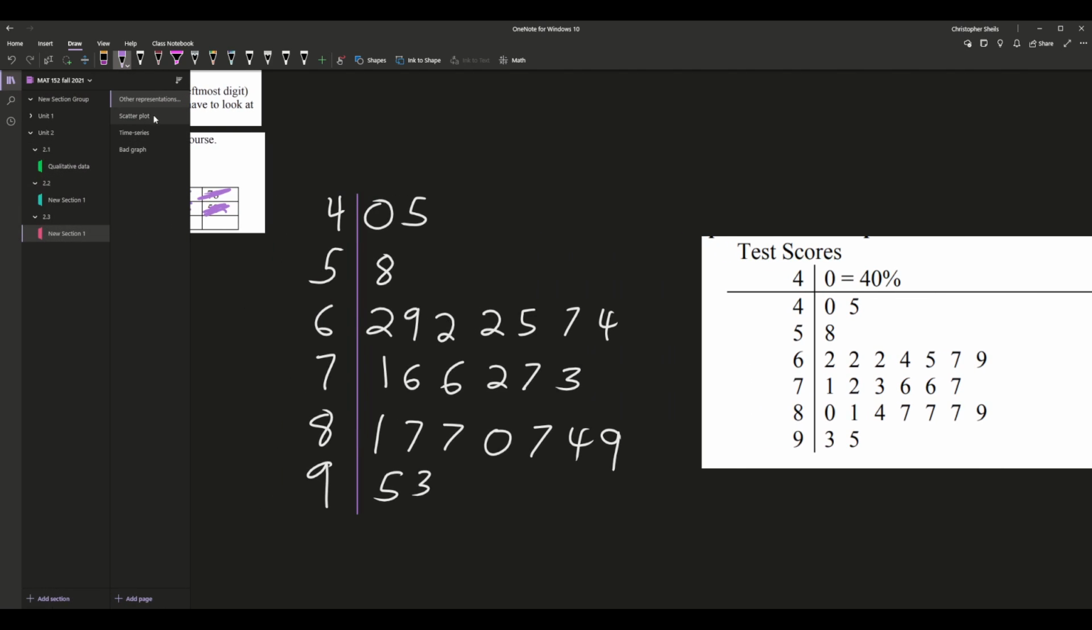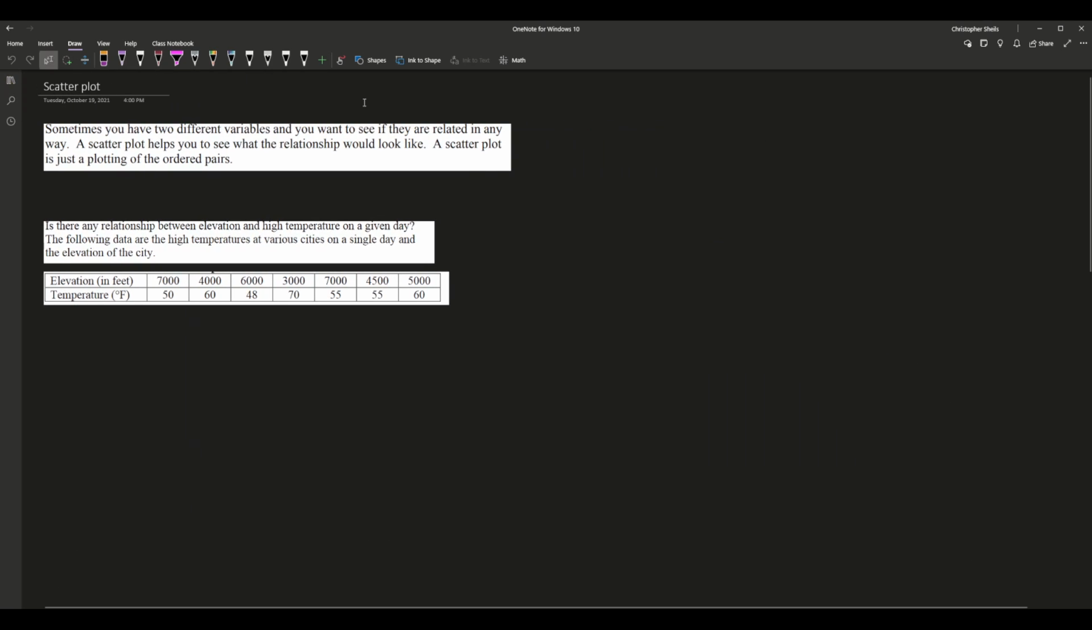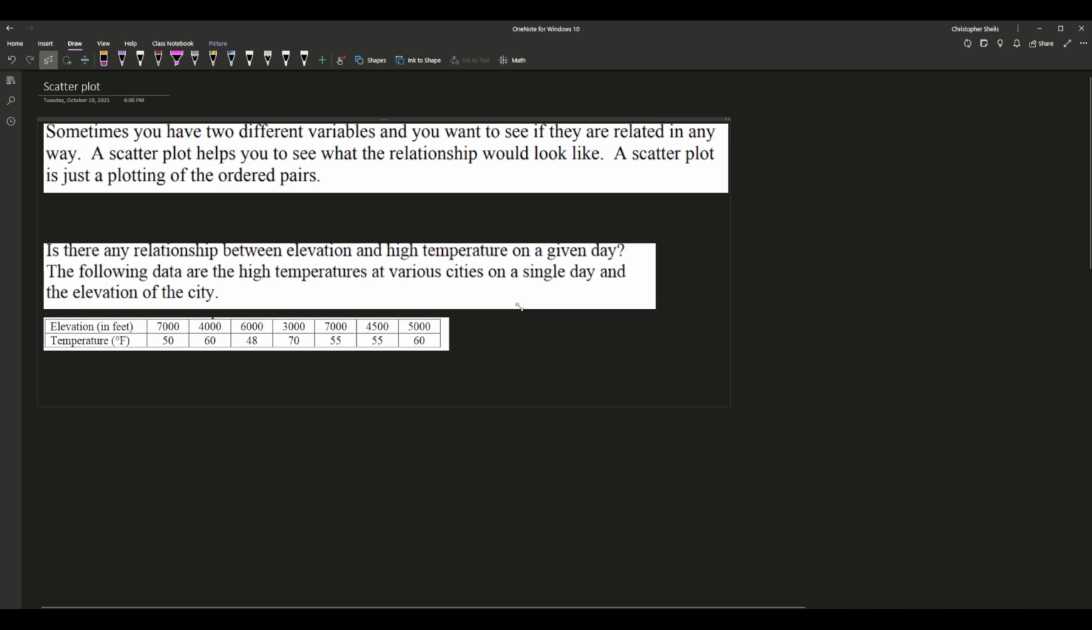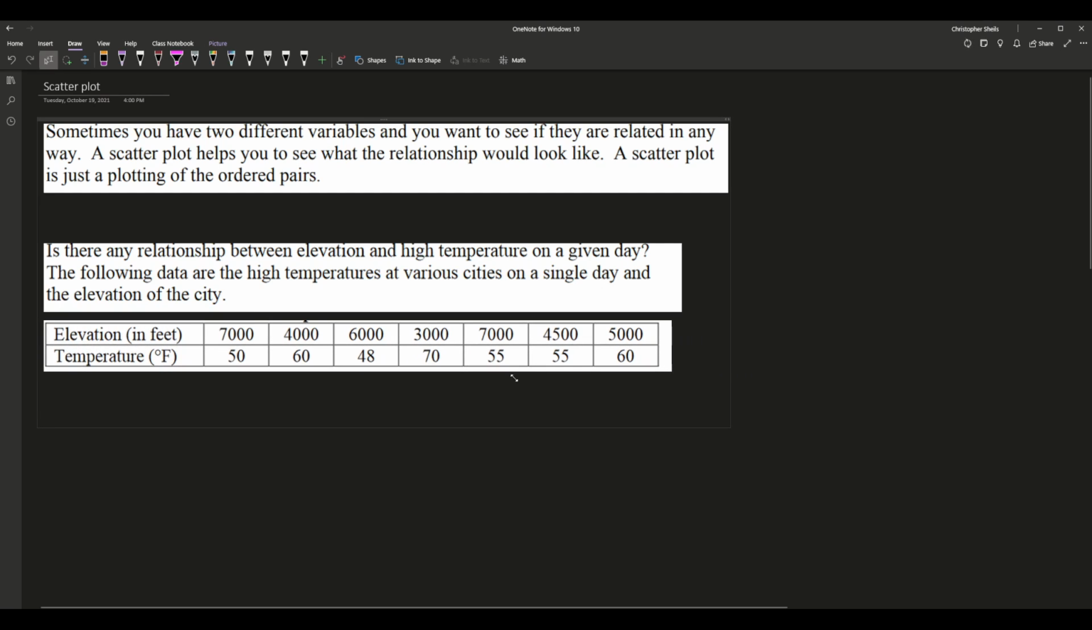All right, so on top of stem plots, we're also going to look at scatter plots. Sometimes you have two different variables and you want to see if they're related in any way. A scatter plot helps you see what the relationship would look like. A scatter plot is just a plotting of ordered pairs. You just plot a whole bunch of dots.